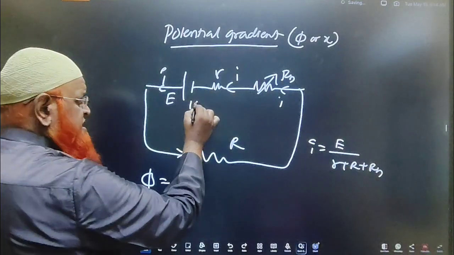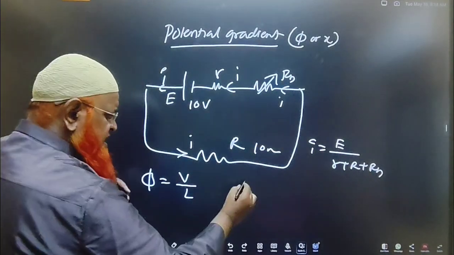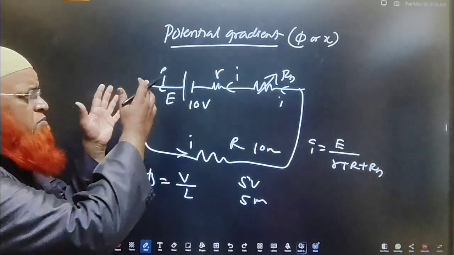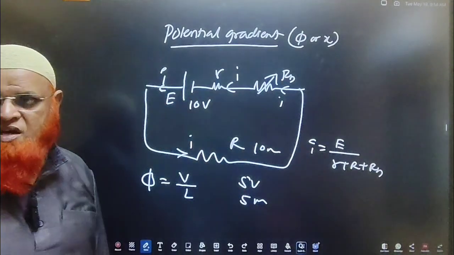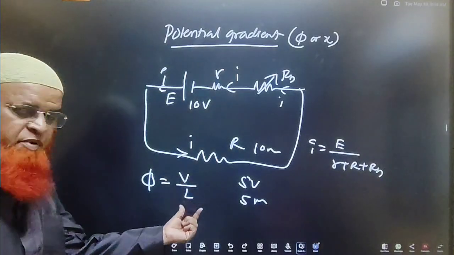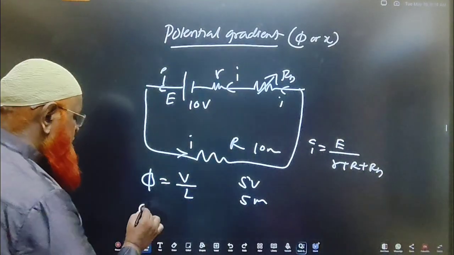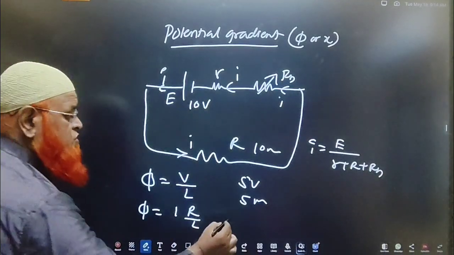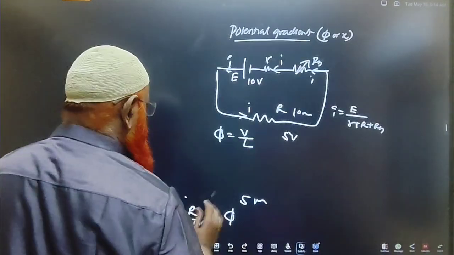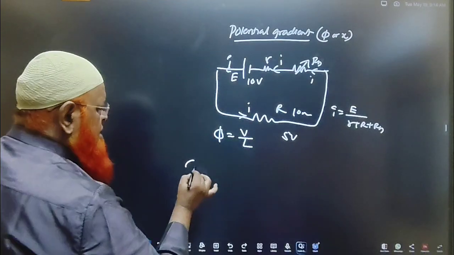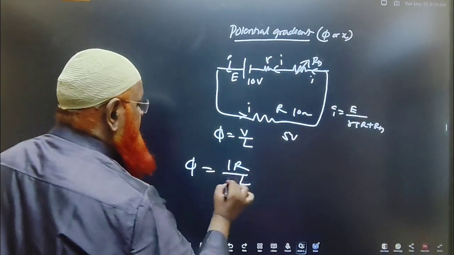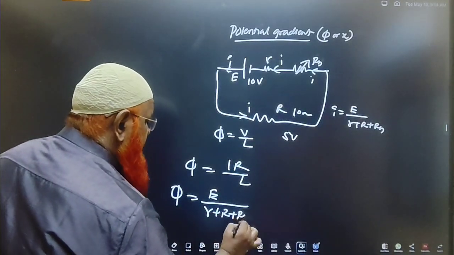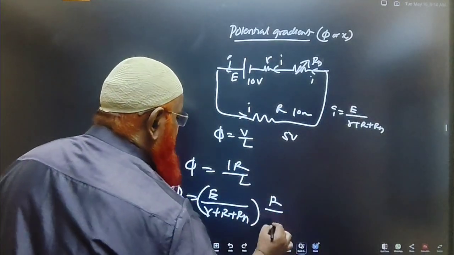Understand? The meaning of potential gradient is nothing but potential per unit length. For example, if 10 volts are applied, 5 volts spread. So potential per unit length means how much potential is spread over how much length. That is called potential per unit length, which is V by L. V is nothing but I into R, so phi is I into R by L. How much current did you get? E by small r plus RH. You will write like that, and then R by L.